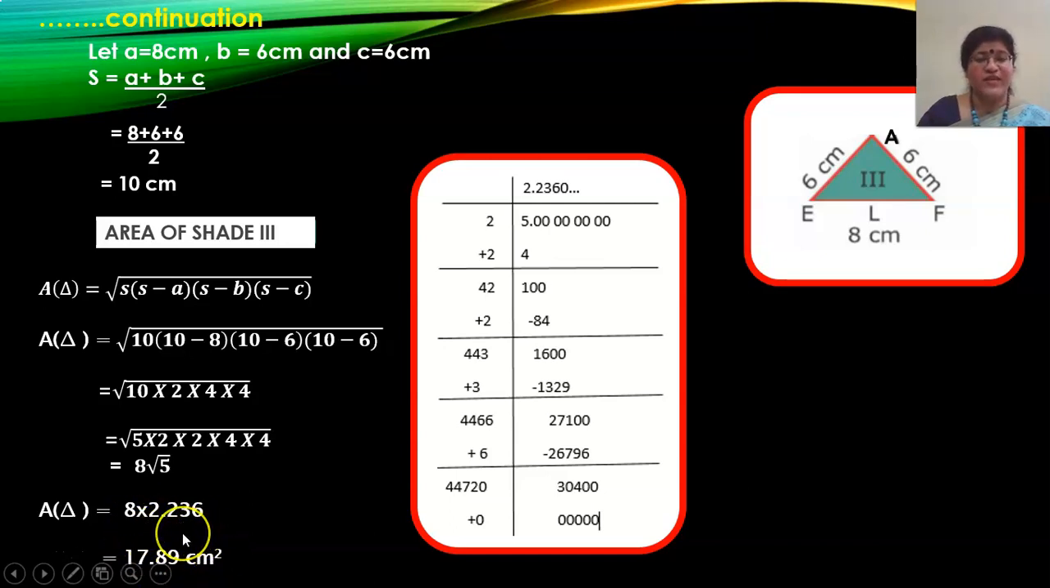So this is the area of the isosceles triangle. So we have calculated the area of part 1, part 2, and the area of this isosceles triangle using Heron's formula. Let us look into another question.